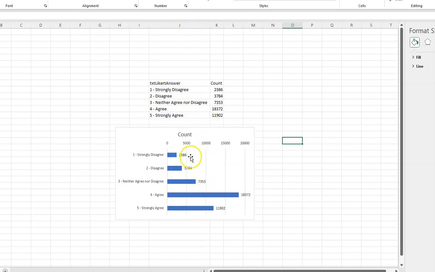So there were 2,386 people who said strongly disagree across all of the surveys, the teacher surveys, the student surveys, the superintendent evaluations, all of that. There were 2,386 strongly disagrees. There were 7,353 neither agree nor disagree down there. And what you can see is that the most common answer is this 4, is agree.